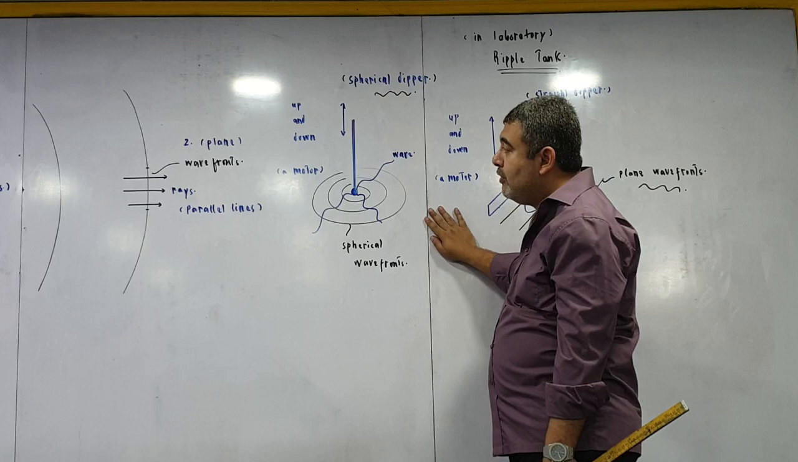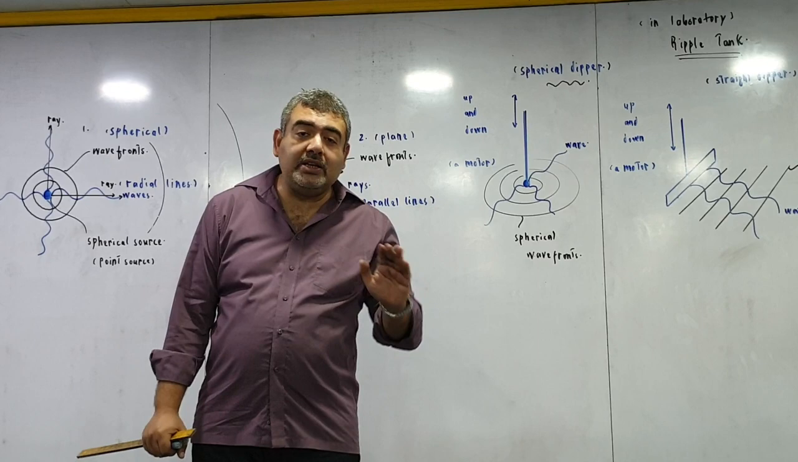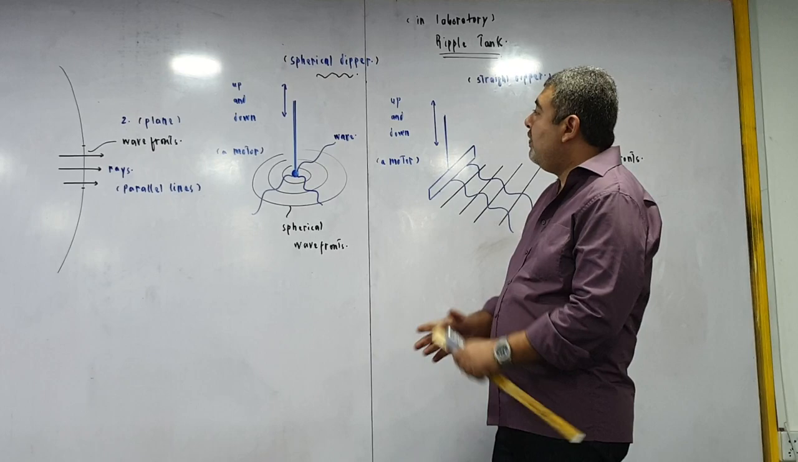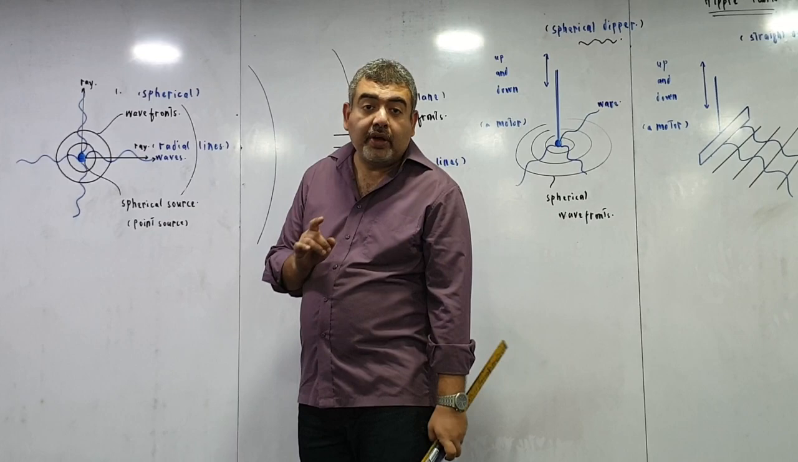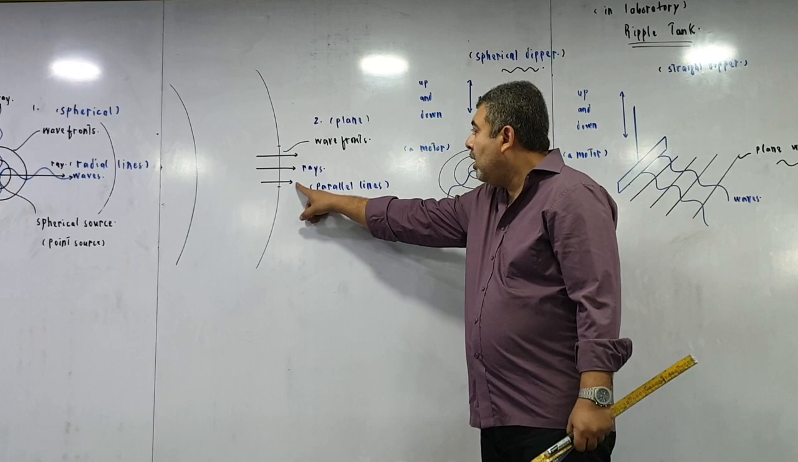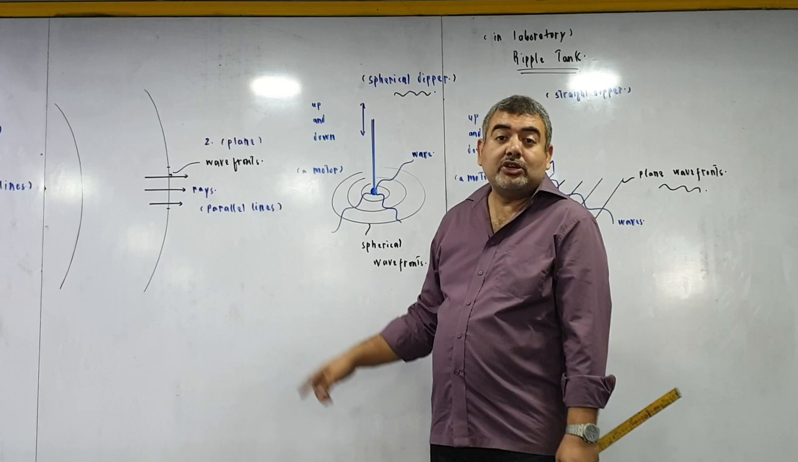And what actually is a wavefront? It's the locus of all the points on the wave which are in the same phase. How many types of wavefronts do we have? Two types. And the most important point is that wavefronts are always perpendicular to the wave, or in other words, always perpendicular to the ray. The wave and the ray are the same thing. Whenever a wave is produced, it propagates forward, and that forward direction shows the direction of the ray.